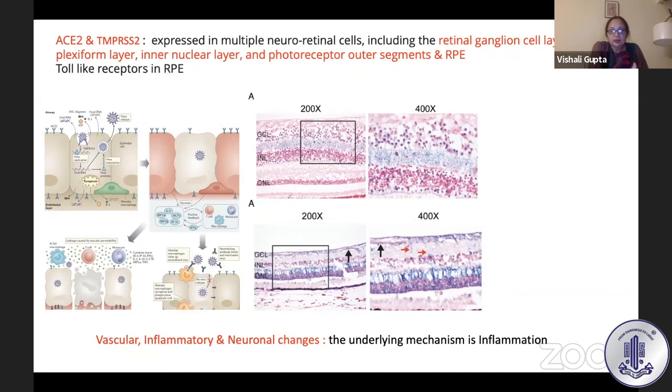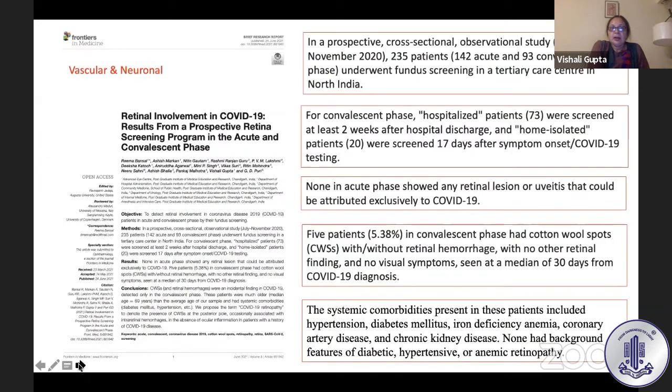the COVID virus. So COVID produces three kinds of changes all over the body, though we are understanding more and more: basically vascular, inflammatory, and neuronal. Over a period of time, as we understand, inflammation is the key, and the other two changes may be part of the inflammatory cascade that it is inducing.